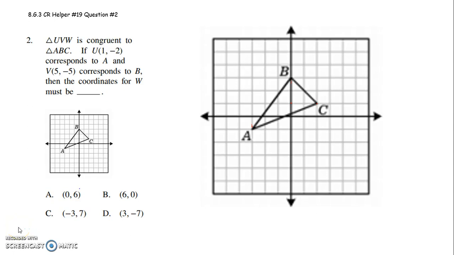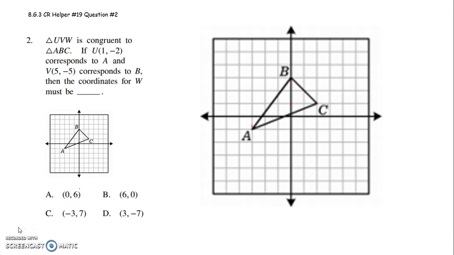8th graders, this is to help you with question 2 on CR 19. It says triangle UVW is congruent to triangle ABC. That would mean that the corresponding sides have the same length, the corresponding angles have the same measure. They're the exact same size, exact same shape, same area, same perimeter, all that good stuff.